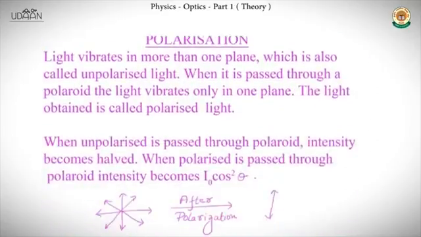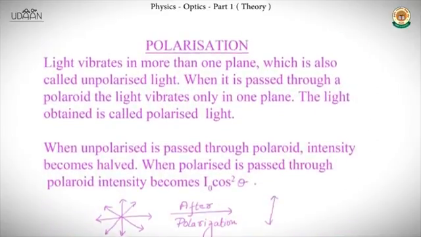Now we'll move to another phenomenon, and one of the last topics in optics, which is known as polarization. So what is light? Light is basically an electromagnetic wave. It actually vibrates in more than one plane, and this light is called unpolarized light. But when this light is passed through a polaroid, the light which comes out of the polaroid vibrates only in one plane. The light that is obtained is called polarized light. So suppose this is the unpolarized light. After it is passed through a polaroid, it becomes polarized, which is like this, and it vibrates only in one plane.